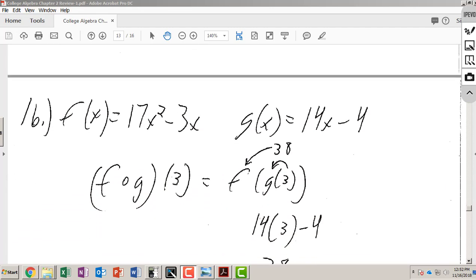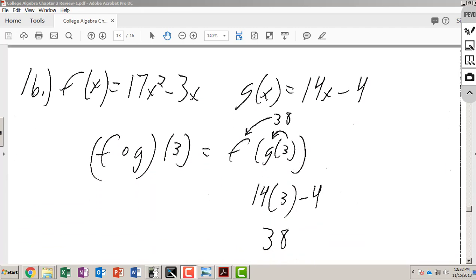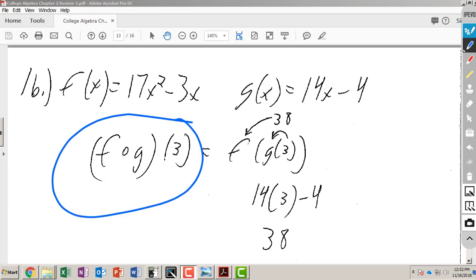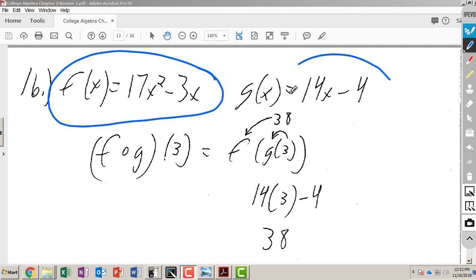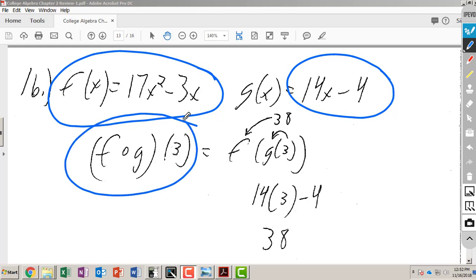On the next problem, on number 16, my two equations that it gives me are 17x squared minus 3x, and the second equation is 14x minus 4. So it wants me to find f composite g of 3. There's several ways that you can look at this. The main way is to rewrite it like we wrote them last year, and you just push them in together. And so you're going to find f of g of 3.